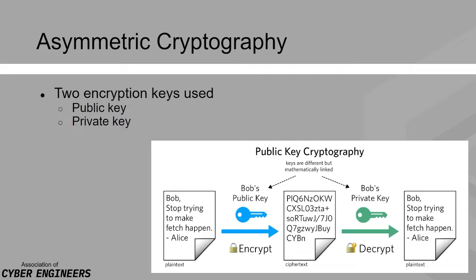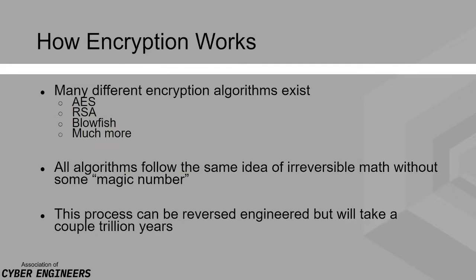Now, I'm a nerd. I would love to get into the specifics of how this works. However, that's an entire meeting by itself, because it gets crazy into the math, which we'll kind of talk about here. There are many different encryption algorithms. So you have something like AES, which is, I think, Advanced Encryption Standard. That's the one. Then you have RSA, which is, I think, three names. Blowfish, and then much, much more.